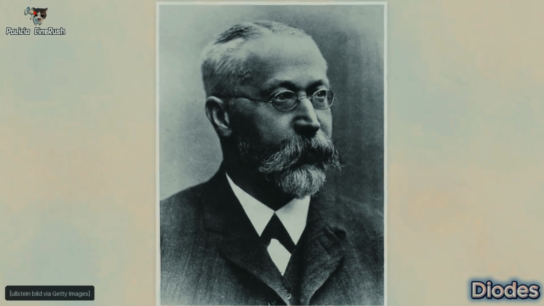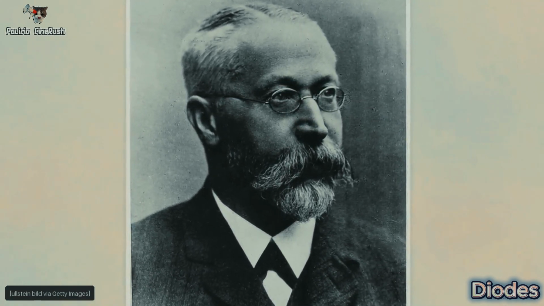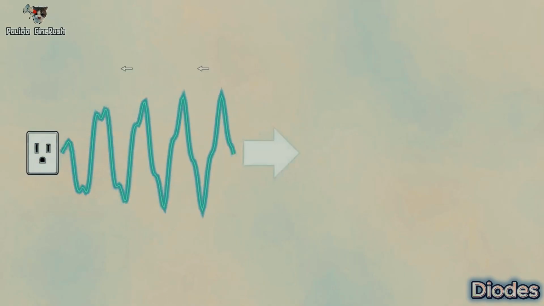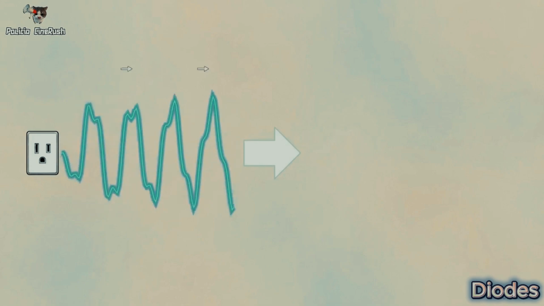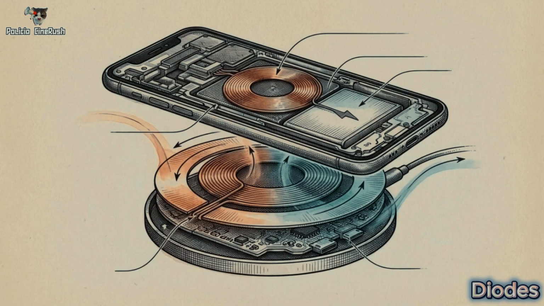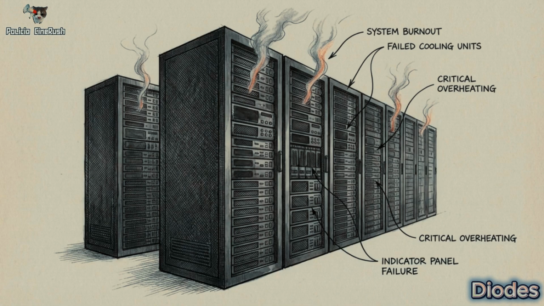The foundational principles for this modern device trace all the way back to 1874, when a German physicist named Ferdinand Braun discovered that certain crystals could conduct electricity asymmetrically. Without a reliable way to translate that wild, reversing AC power into calm, steady DC power, our entire digital ecosystem of phones, laptops, and servers would burn out the moment we turn them on.